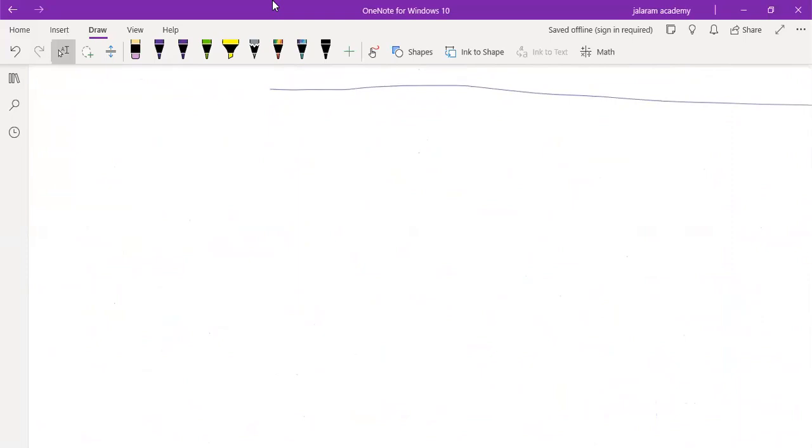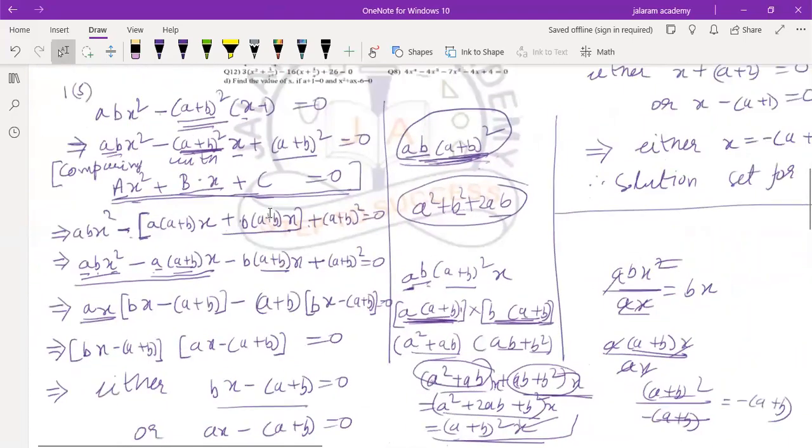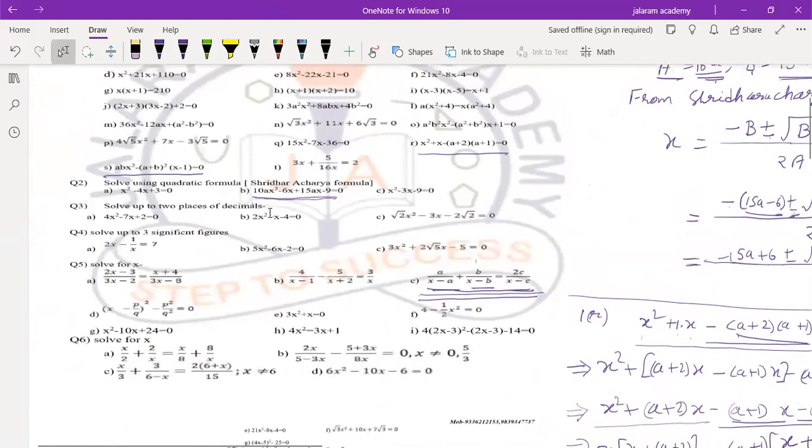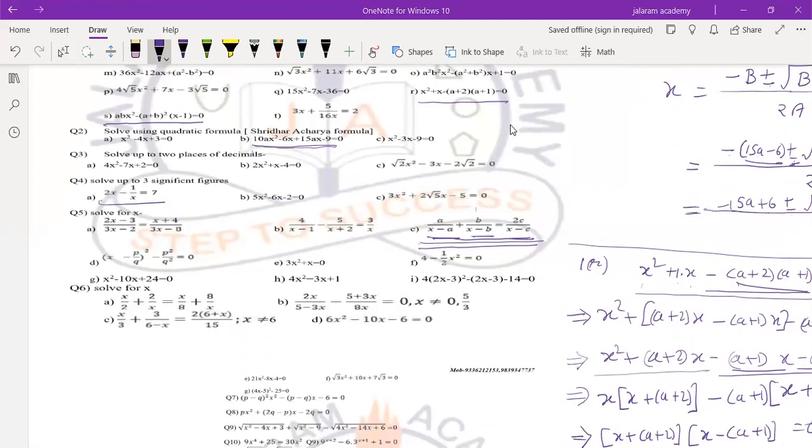No one has written this in the batch. Sir, my doubt. You have to also write, others will not write that. Solve up to 3 significant figures. This one. Yes, sir. For 3 significant figures this answer is correct, 0.54. Yes, these are 3 significant figures.